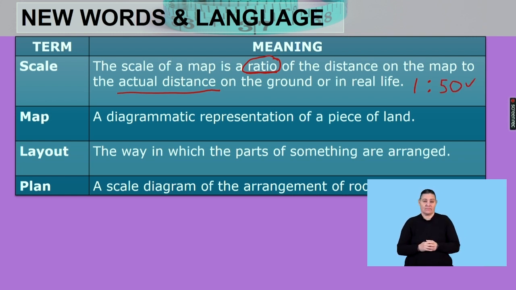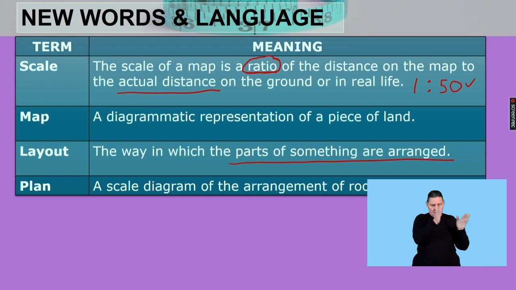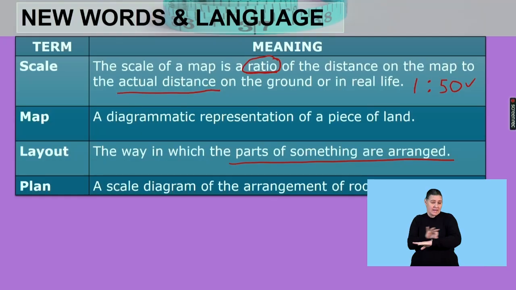Nice work. A map is a diagrammatic representation of a piece of land. A layout is the way in which the parts of something are arranged. A plan is a scale diagram of the arrangement of rooms in a building.